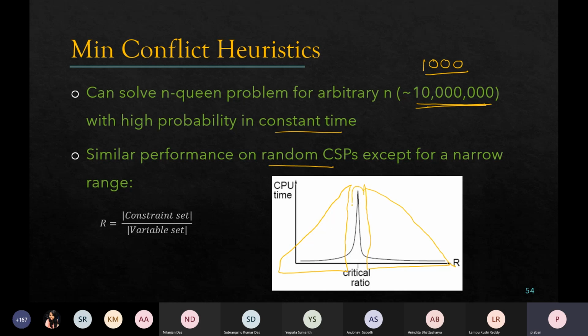But there is a very small region which we call the critical ratio. There we might get a situation where we might not have a solution for the CSP, or even if we have a solution for the CSP, it might take a huge amount of time. But this is a very narrow region. If you are very unlucky, you will get into this region. And that's why we say this can solve the n-queen problem for arbitrary n with high probability. If you are in this region, you may end up with no solution, but for the others, you will get a solution in a pretty fast manner.